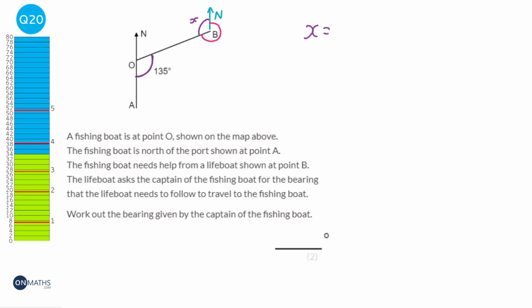So x is going to equal 135 degrees, and the reason for that is I'm just going to draw or extend the north line down, because we have a set of parallel lines here, and we have a set of z angles, which we know is alternate angles. So the reason for that is it's alternate angles. And always show the reasons to the examiner.